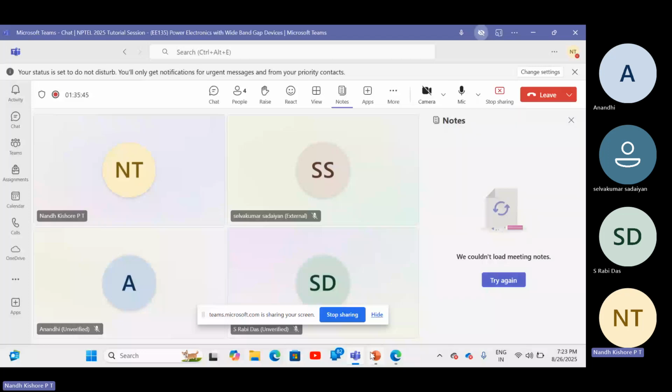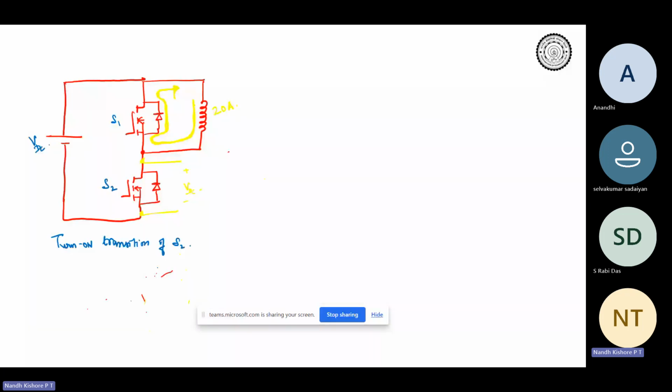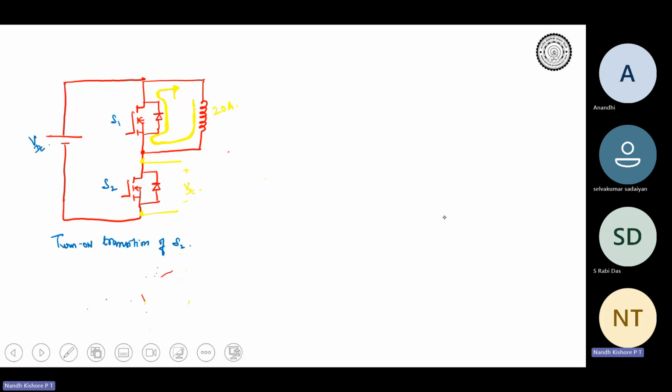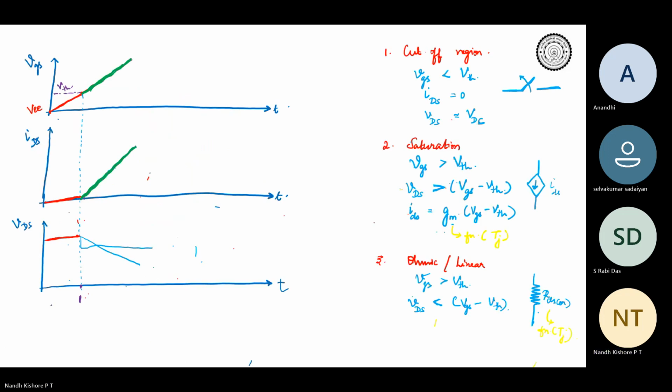As I was mentioning, just before your turn on, what was happening? The entire inductor current was flowing through the anti-parallel diode of S1, right? Just before the turn on of S2. So this is the case until instant 1. What is instant 1? Instant 1 is this.